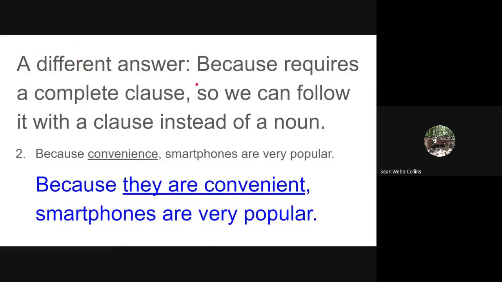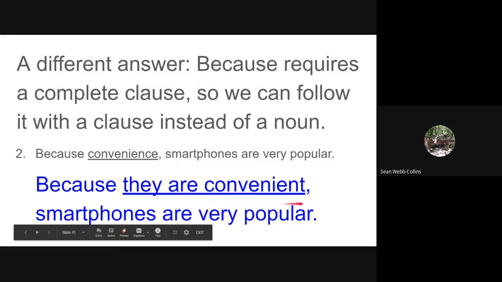Different answer: because requires a complete clause, so we can follow it with a clause instead of a noun. Because convenience, smartphones are very popular, we can change it to because they are convenient, smartphones are very popular. An alternative change could have been because they are convenient, smartphones are very popular.